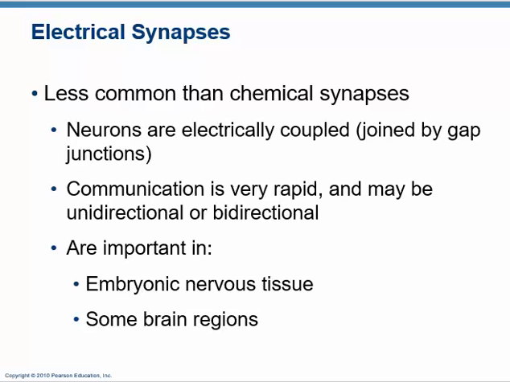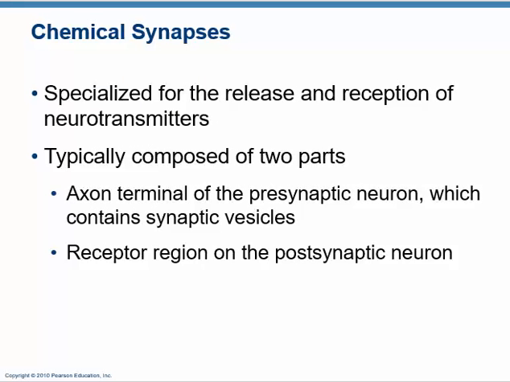We can have things called electrical synapses. These aren't very common. These are basically gap junctions. We see this kind of electrical synapse between the cardiac muscle cells in the heart, in the intercalated discs. It happens in some regions of the brain, but it's not very common, so we're not going to spend any time looking at it.